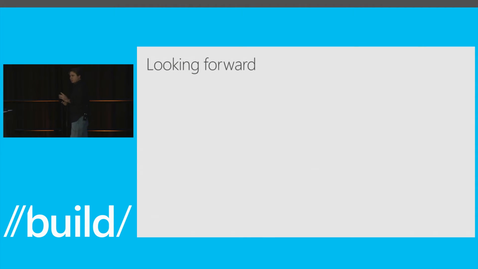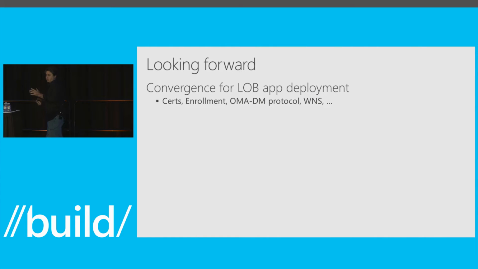And so looking forward, one of our number one priorities is that we want to converge on a single model. Whether you're a Windows desktop, a Windows tablet, or a Windows Phone, all of them should be the exact same model when you're deploying enterprise applications. From the certificates that are used to sign or participate in the ecosystem, to enrollment, to the device management protocol, how it uses WNS, and the list goes on and on. There shouldn't be any differences, and that's one of our goals, and we hope to come back to you in a future Build to report back on the convergence being 100%, or very close to it.